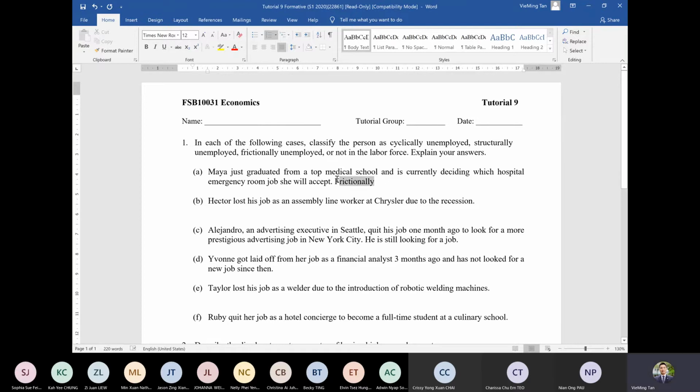So I use purple color. Later on, I'm going to share the answer with you on the canvas for both summative and formative questions. Okay, then B.